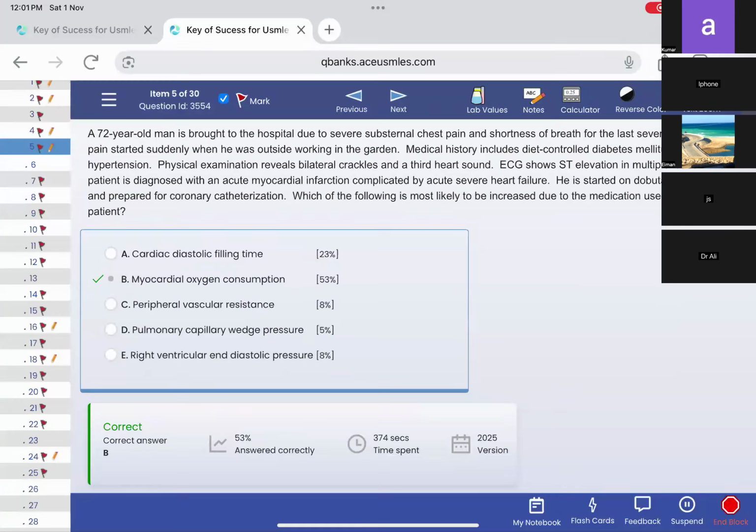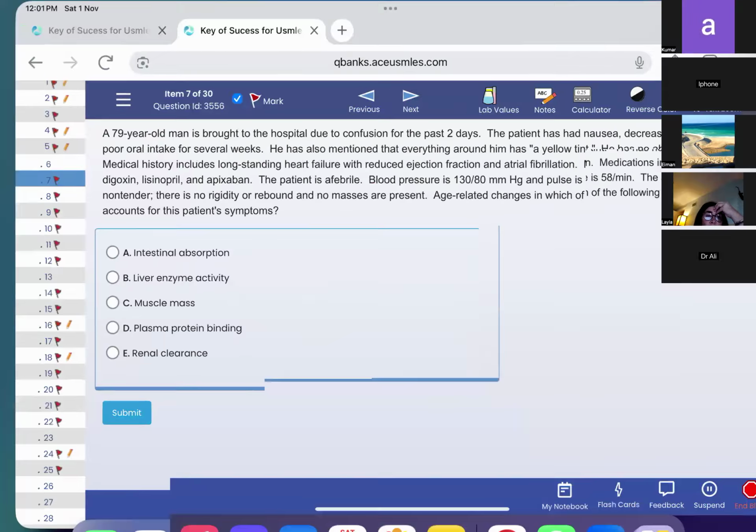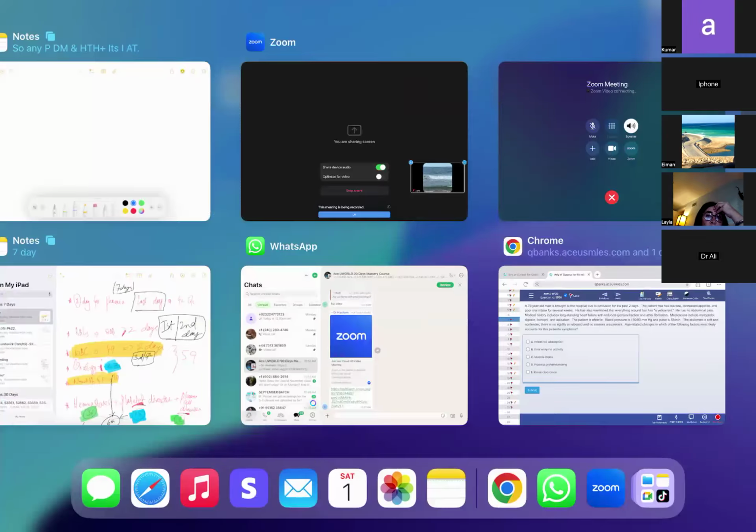Any question? Anyone? Shall we move forward? Yes. So, let's move to the next question. Any volunteer? Sorry.